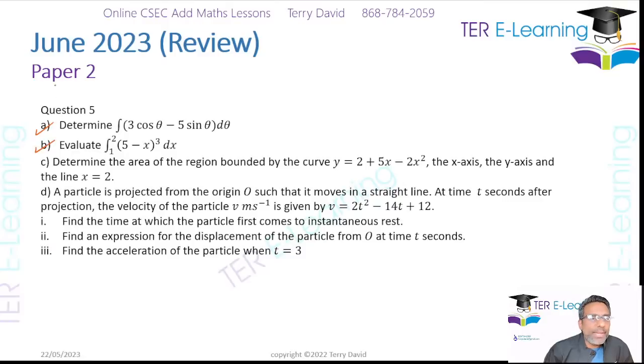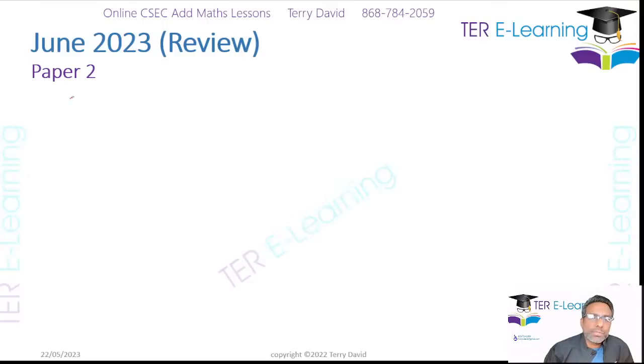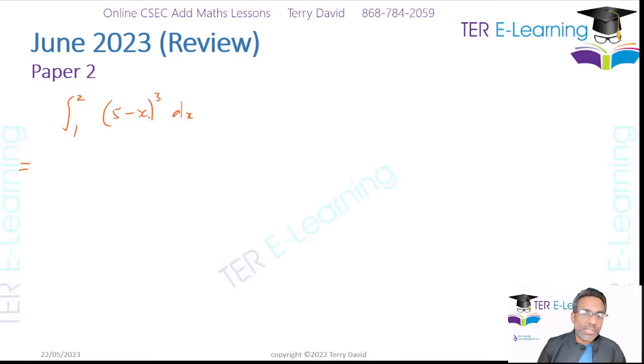The second one here is one that gives students trouble sometimes. So let me do that on a separate page. It's the integral between 2 and 1 of 5 minus x cubed dx, right? Now CSEC likes to bring this particular type of question. Some students, when they look at this, are not sure what to do to calculate this definite integral.